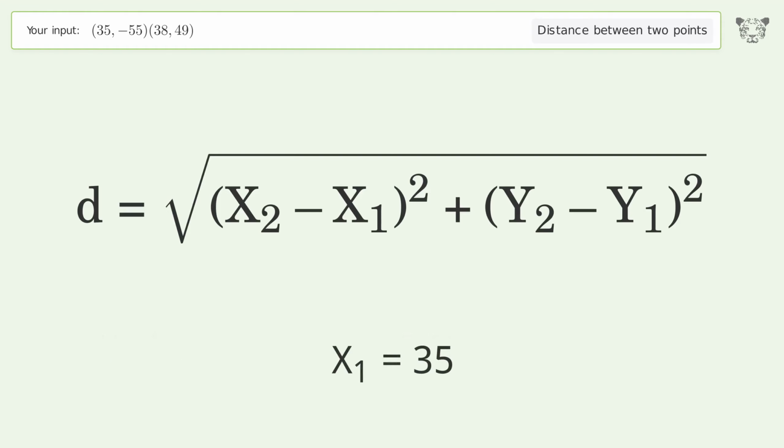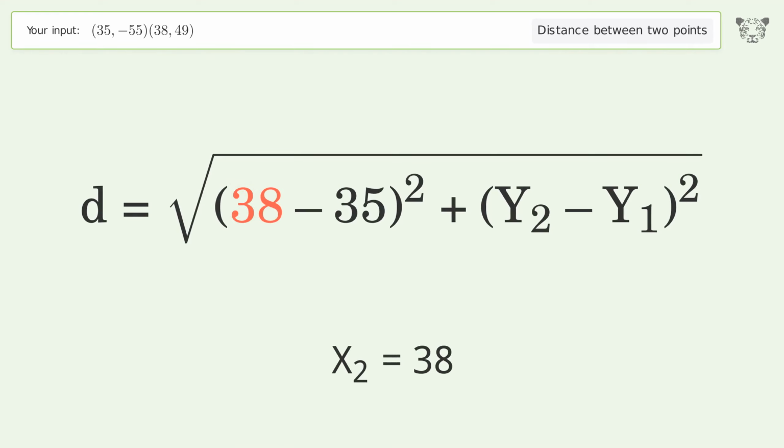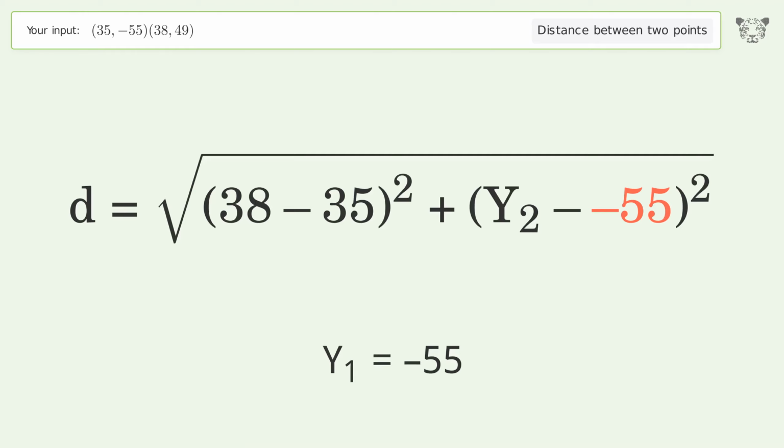x1 equals 35. x2 equals 38. y1 equals negative 55. y2 equals 49.